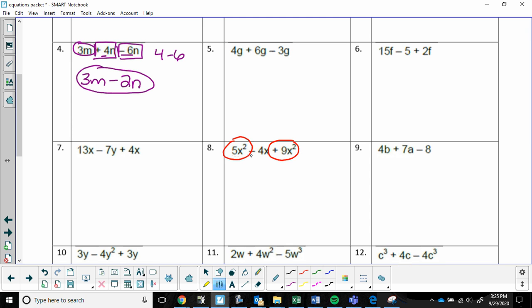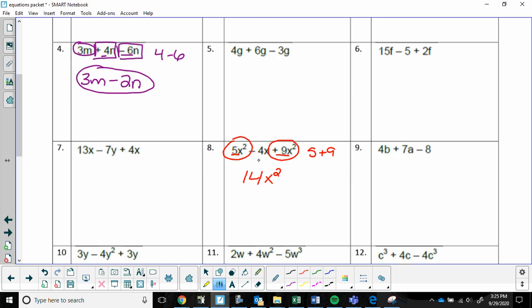So this time we're going to combine the first and the third. So we would read the coefficients. 5 plus 9. This minus goes with a 4, so we're not involved right now. So we're going to do 5 plus 9 to combine the x squareds. 5 plus 9 is 14, and then we bring down the x squared.